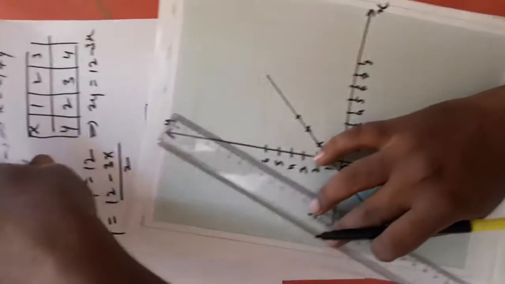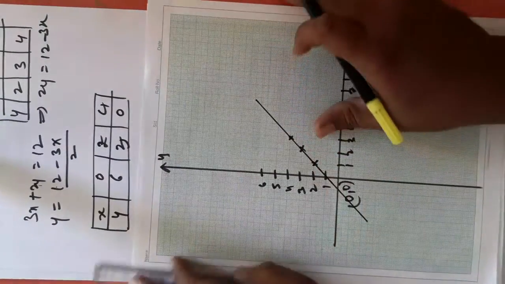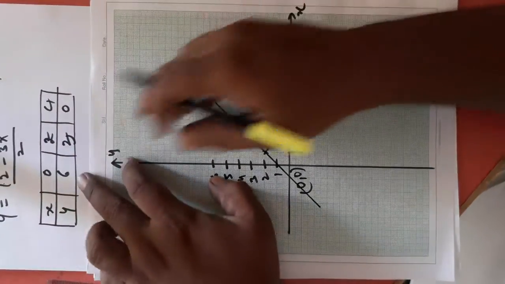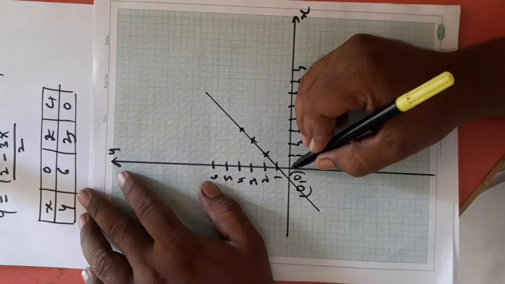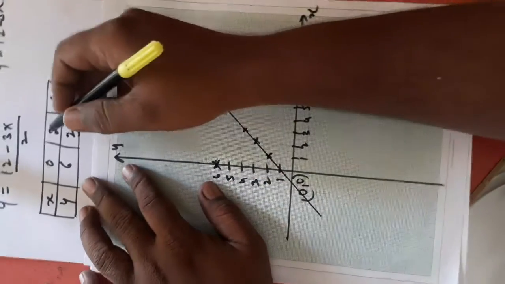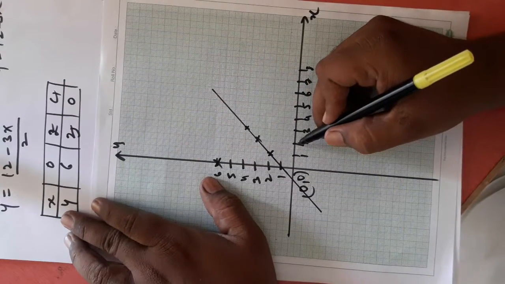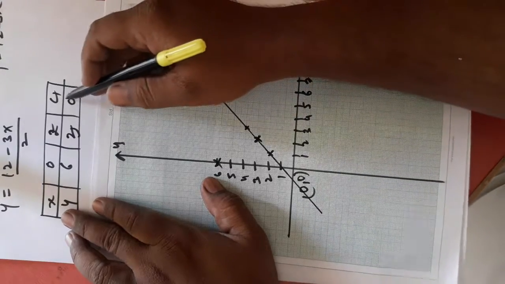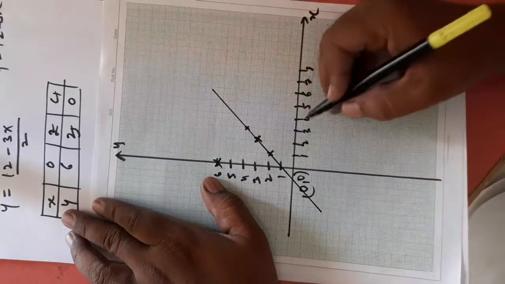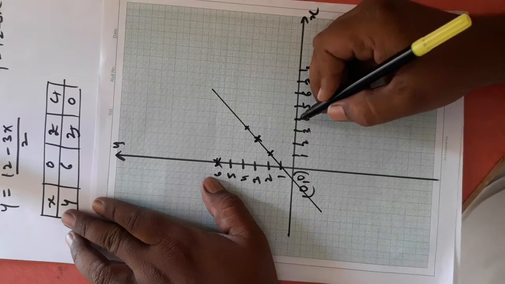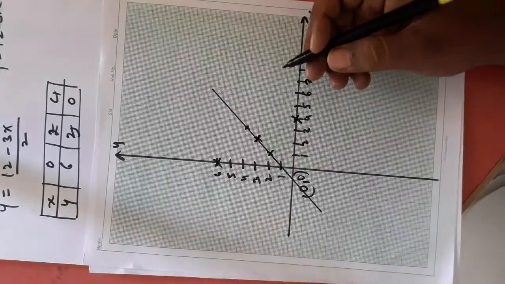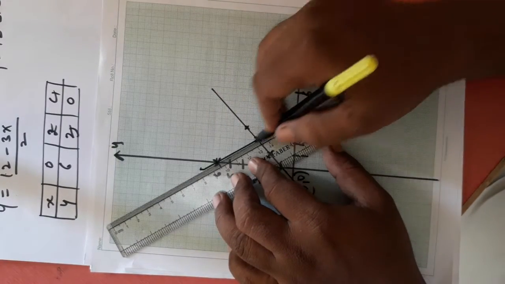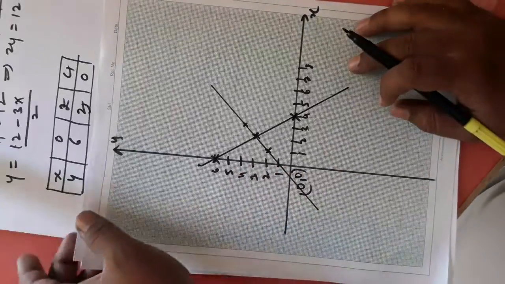What about the second line? Second line, these are the values. 0 comma 6, x 0, y 6. 2 comma 3, this is 2, this is 3. 4 comma 0, this is 4, then it will be 0 here only. If I join all these points, I will get another straight line. These will be intersecting lines.